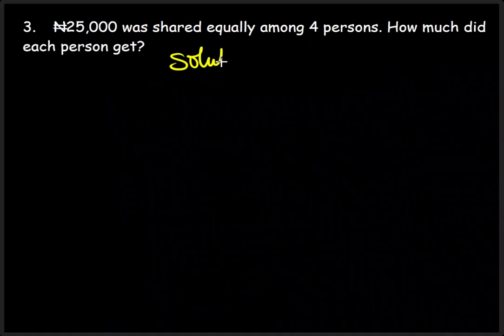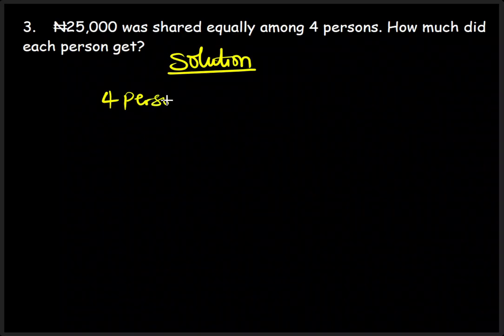Remember, the basic thing under proportion is that you must be able to establish a relationship first. So 25,000 naira was shared equally among four persons. How much did each person get? The relationship we have there is that four persons got 25,000 naira.